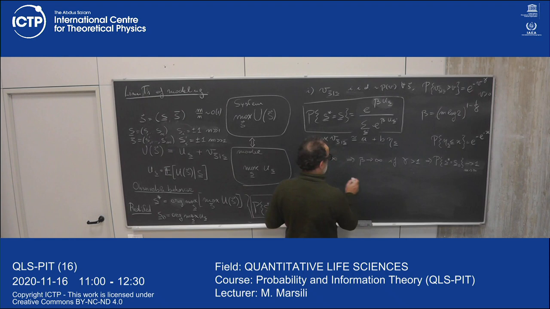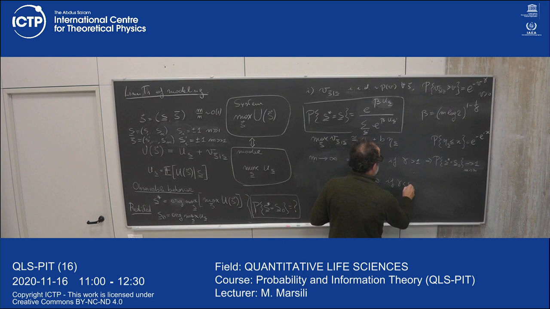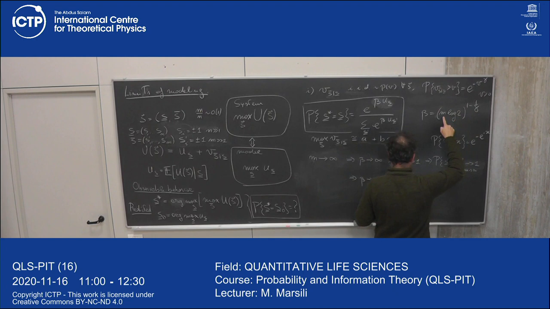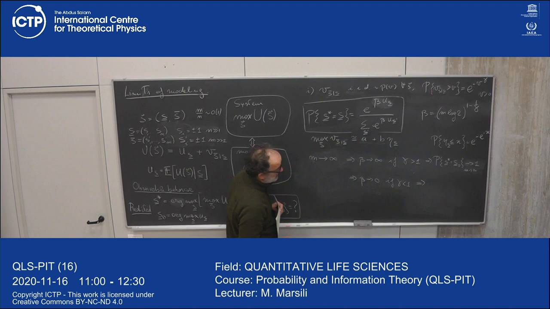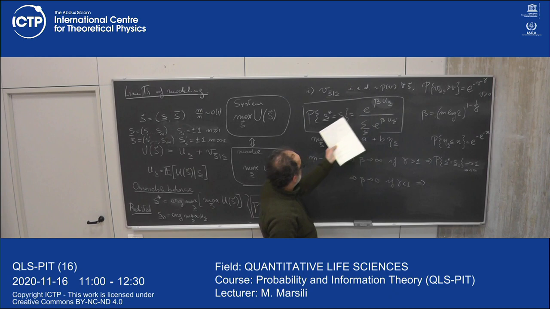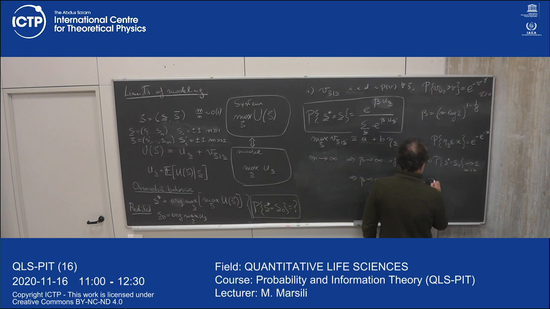If instead, in the same limit, beta goes to 0 if gamma is less than 1, because then 1 over gamma is larger than 1, and this is a negative power of m. Then, when gamma is less than 1, this beta is going to go to 0. So this probability distribution is going to be a constant, essentially equal to 1 over 2 to the m, the number of states, which means it's going to go to 0 as m goes to infinity.